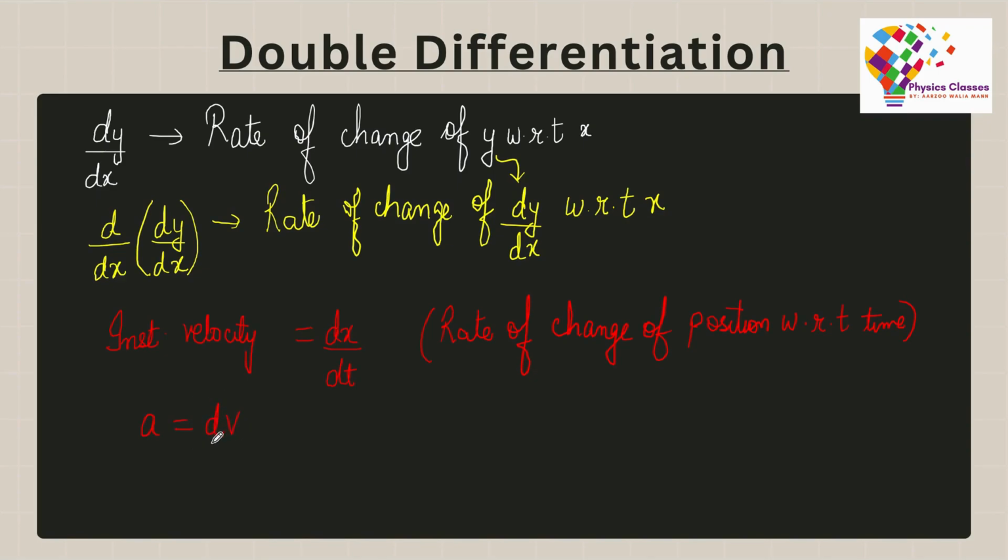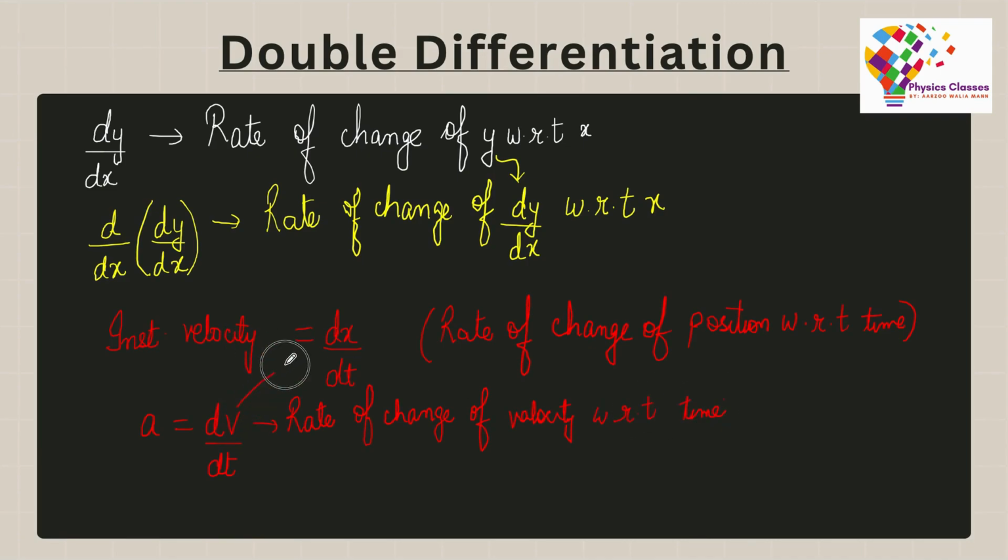Now let's say that you want to find out instantaneous acceleration as well. For that you take the rate of change of velocity with respect to time. So you do dv by dt. Now v is dx by dt and a is dv by dt. So I can replace v with dx by dt. So I'll have my acceleration as d by dt of dx by dt, right?